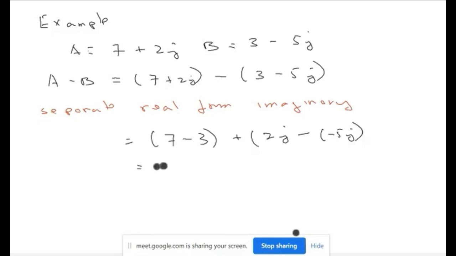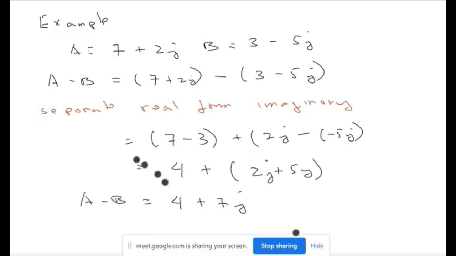So 7 minus 3 will be 4, plus 2j plus 5j, because negative multiplied by negative will be positive, and the answer will be 4 plus 7j. So A minus B is 4 plus 7j.